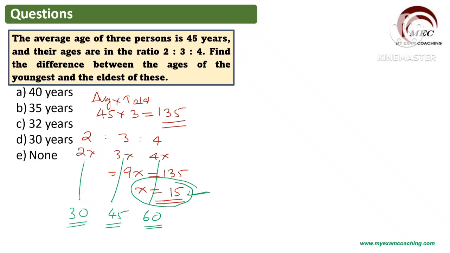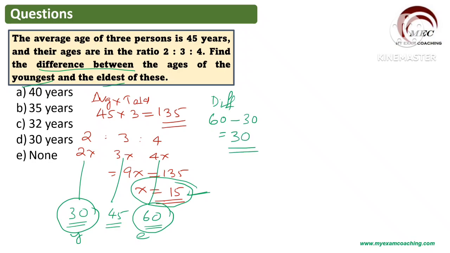What is asked in the question? The difference between the ages of the youngest and eldest. Who is the youngest? 30. Who is the eldest? 60. So 30 and 60, youngest and eldest. What will be the difference? Difference is equal to 60 minus 30, which is equal to 30. So 30 is the answer. Accordingly, from the given options, 30 years, option D is the correct answer.